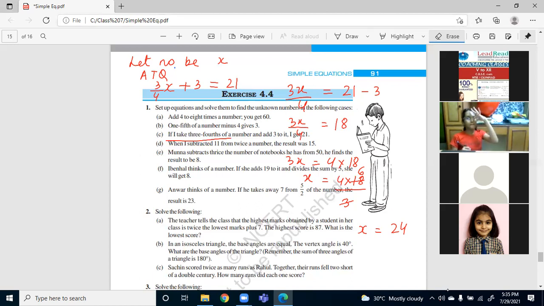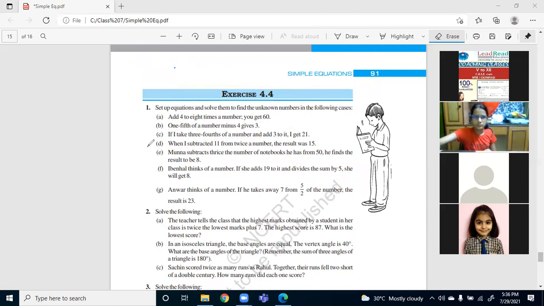So is it done? Can I erase? Ma'am, I'm writing the last part. Just wait. Write it fast, then we will proceed to the D part. Yes, ma'am, done. And the answer for D1 is x is equal to 13.